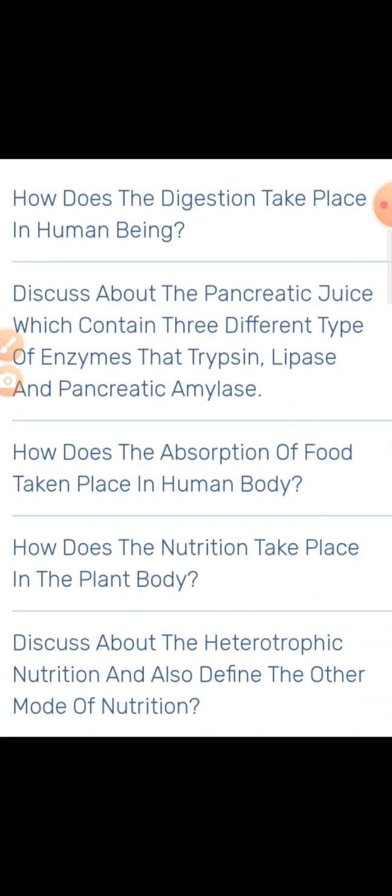The next question, how does digestion take place in human being? So first you have to write point number 1, digestion is starting in the mouth. Here you have to write what is happening here in the mouth, about the salivary gland, about the salivary amylase, and the complex starch is breaking down into simple sugar or maltose, and the tongue is mixing the food, and mastication is taking place, and the food is becoming soft and slippery. This we will discuss in first point, digestion starts in the mouth.